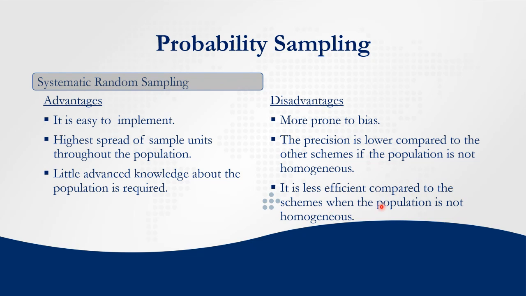So it's less efficient if your population is not homogeneous, because we are assuming that all those households are the same. If I go back to the households, if they are not the same, I might find that I'm landing on households that are better off with regards to whatever I'm measuring. Then it will be less efficient. Also, it can be more costly because the units are spread out across the entire area.